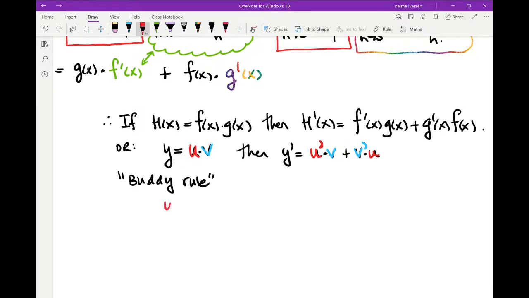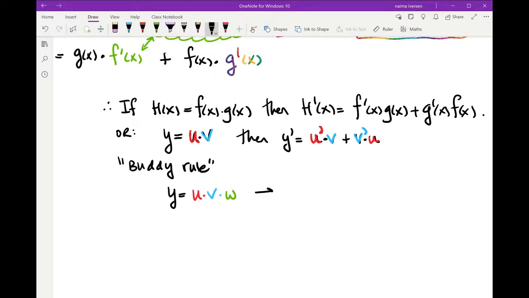And in fact, even if there were three friends, let's take a look at what would happen. And we have u times, let's see, v times w. If we had three friends and they're all really good friends and everybody wants to have a turn at being the derivative, what's going to happen is they let everybody have a turn. So u is the derivative while v and w wait for him. So v and w wait for u to be the derivative.